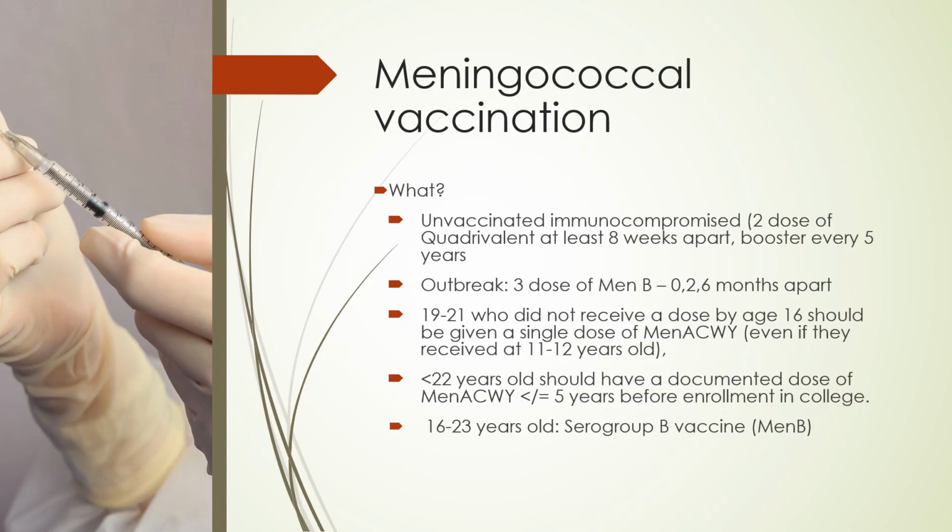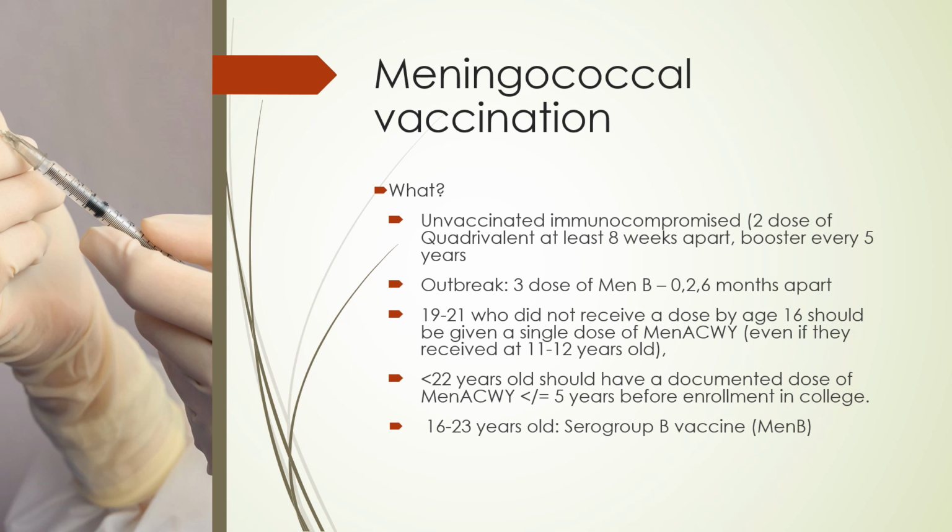The meningococcal vaccine schedule is a little complicated because there's 2 different types of vaccine, the MenB and the ACWY. In the unvaccinated immunocompromised, we give a 2-dose schedule at least 2 months apart, and then a booster every 5 years. If there's an outbreak of meningitis, patients usually receive the MenB. It's going to be 0 months, 2 months, and then 6 months apart from the first dose.